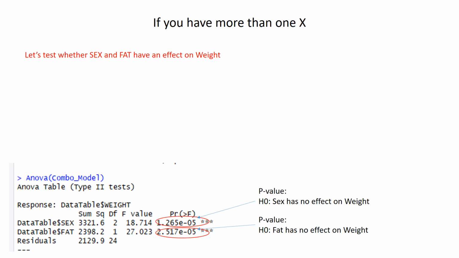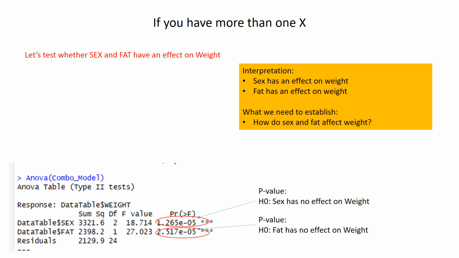Okay, and we see that both of these have p-values smaller than 0.05. So this E minus 5 means times 10 to the power of minus 5. So it's 1.265 times 10 to the minus 5. So these are very low p-values, and we can reject both of these null hypotheses. So we can say sex has an effect on weight and fat has an effect on weight. All right, again, we want to have details. How does sex affect weight and how does fat affect weight?